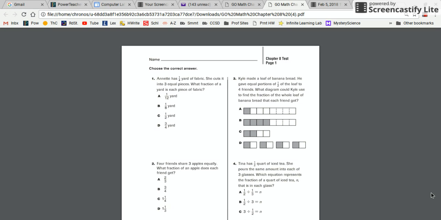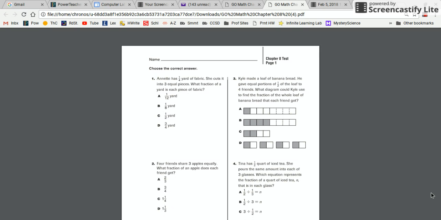Number 4. Tina has 1/2 quart of iced tea. She pours the same amount into each of 3 glasses. Which equation represents the fraction of a quart of iced tea, N, that is in each glass?